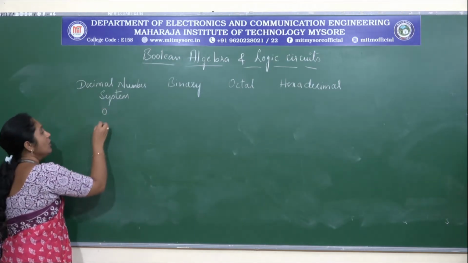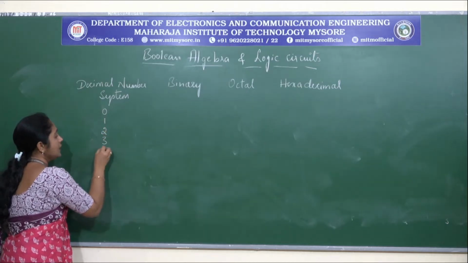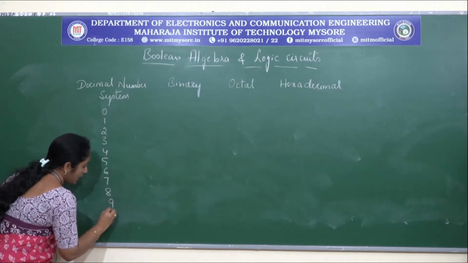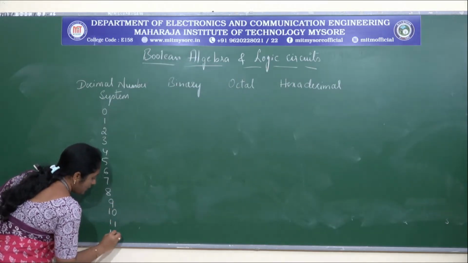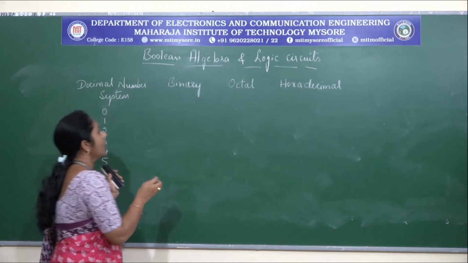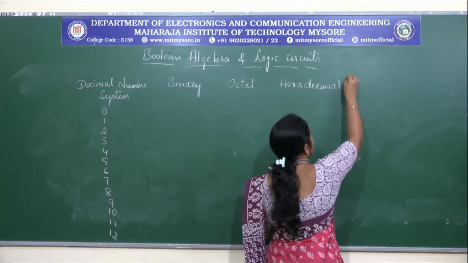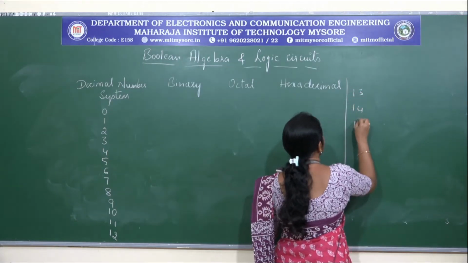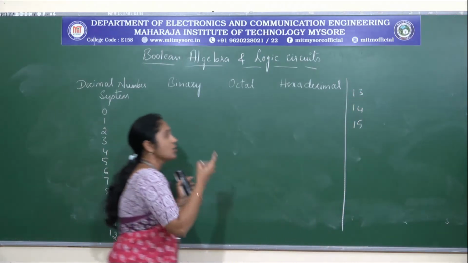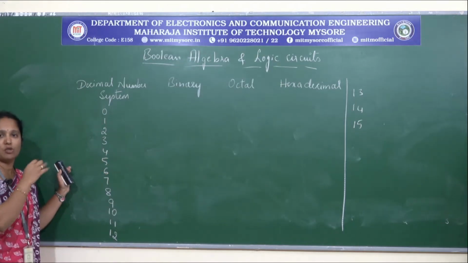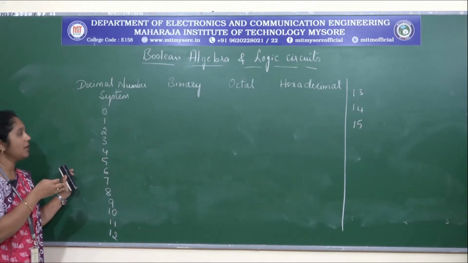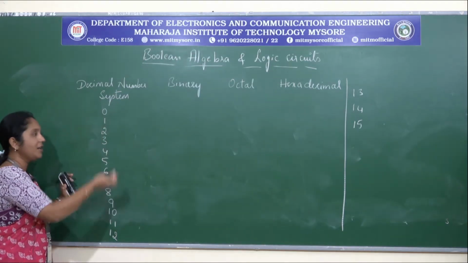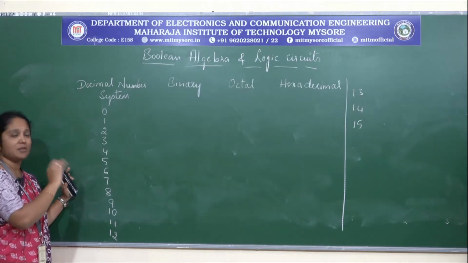Yes, so 0, 1, 2, 3, 4, 6, 7, 8, 9, 10, 11, 12, continuation. So I will be writing here 13, 14, 15. Since I have started from 0, I will be ending at 15. Though we have 16 digits there. For hexadecimal we will be having 16 digits. So I have written the equivalent of hexadecimal number in decimal number now.